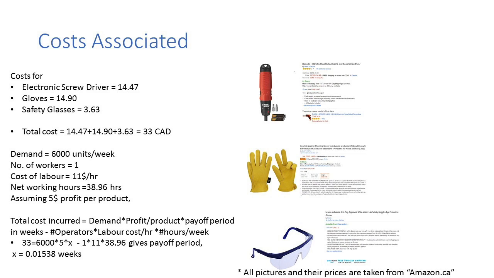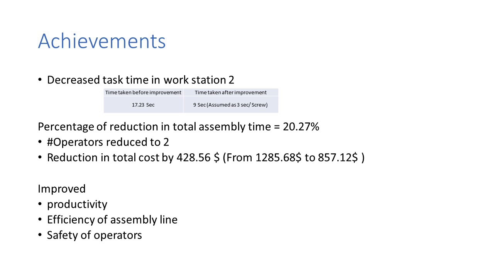The cost for buying the screwdriver, gloves and safety glasses are retrieved from Amazon Canada website, which sums up to $33. Assuming $5 profit per product, the payoff period in buying these tools is found to be 0.01538 weeks. Implementing all the suggestions for the issues that arose, we were able to decrease task time in workstation 2 by using an electric screwdriver, achieving a 20.27 reduction in the total assembly time.